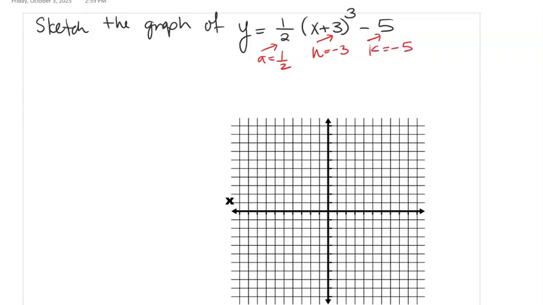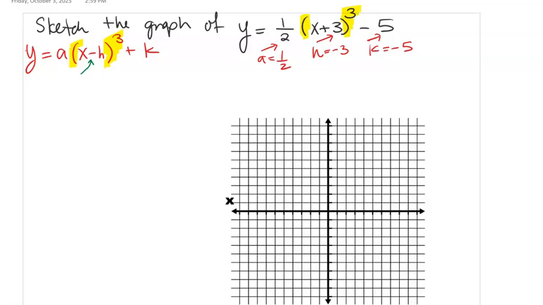And as I'm writing this, I just realized I forgot to show you the generic AHK form for a cubic. It pretty much looks like AHK for all of the other functions, but instead of having parentheses squared around the x minus h, it has parentheses cubed. And that is what tells us that this is a transformed cubic function as opposed to a transformed quadratic. And so you'll notice the h is still opposite sign here. It always is for all of our different functions.